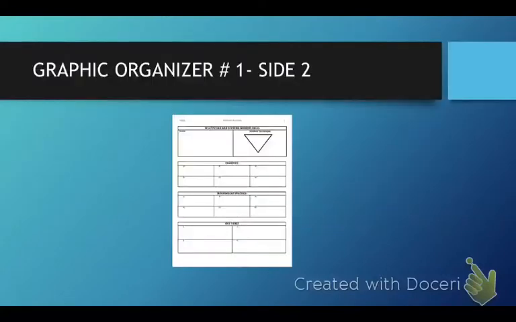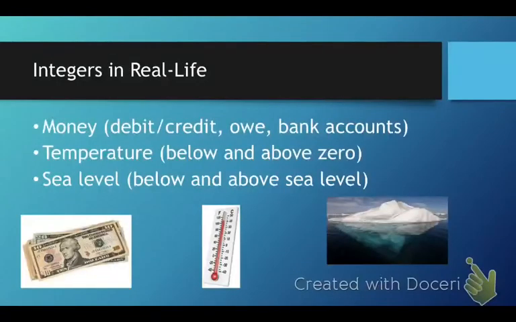Now, we're going to go ahead and get started. You are on graphic organizer number 1. This time you should be working on side 2. Remember, ordering was on side 1. Okay, side 2, what we're going to use. Integers in real life, just to let you know, money, temperature, and sea level. We will talk about bills and allowances, debits and credits, bank accounts, when you owe money, temperature below and above 0, and sea level below and above sea level.